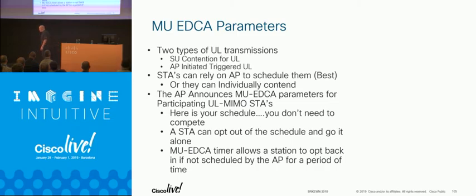EDCA parameters, 2 types of uplink transmissions. There's scheduled and there's unscheduled. When a station joins an AP, we will negotiate with that station and say, look, can I give you a time slot? Can I control things? The station can say, nope, I want to contend the old-fashioned way. Why? Because clients always make their own decisions, right? If it decides that it doesn't want to do that, it can come back later and we'll talk to it, all right?